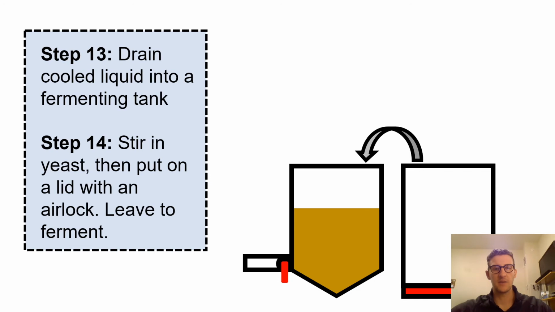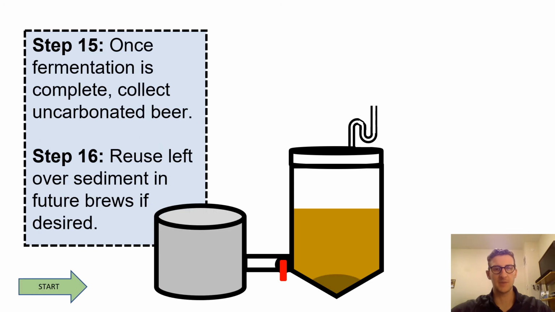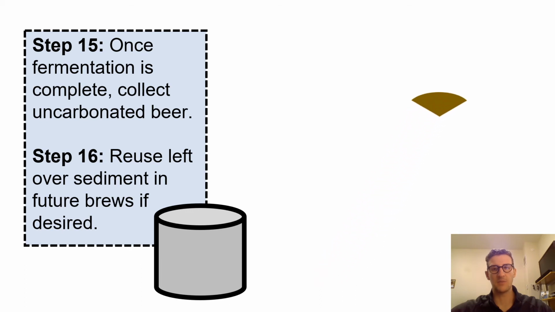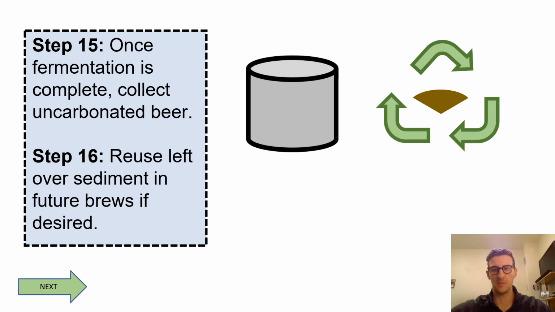And then here is where yeast is stirred in. And so this step shows the yeast being stirred in gently. And then an airlock is put on top to prevent air from entering but allowing gas to escape. And then after this step is complete, the uncarbonated beer can be collected, and then the leftover material can be reused in future brews if desired. And those are your two products of the entire process.